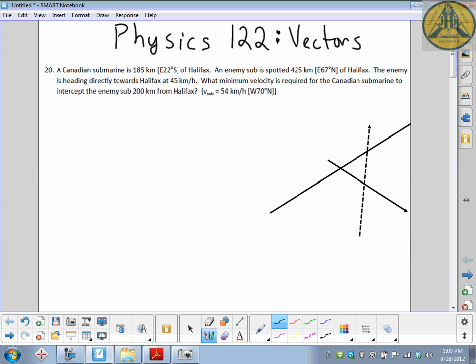So if an enemy sub is going to attack one of our eastern cities, yeah, it'd be Halifax. That'd be my first choice too. No, I love Halifax, really.